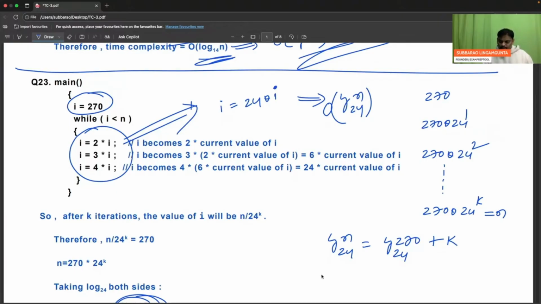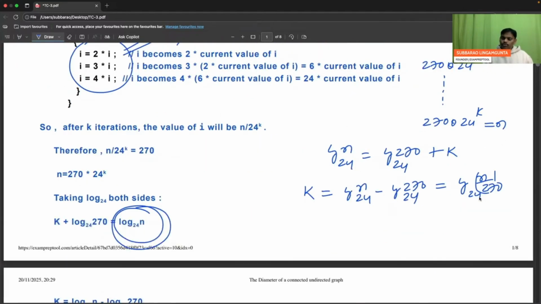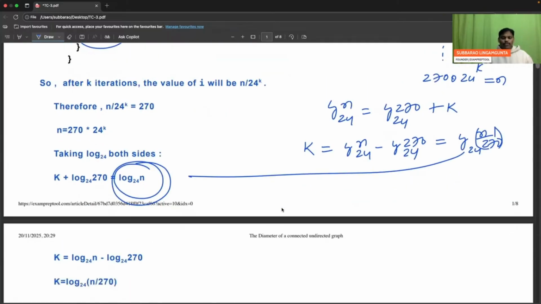So it became like that. Finally, k is equal to log n base 24 minus log 270 base 24. Common base, same story, which goes to log n by 270 base 24, same story as the above problem, which goes to n by 270, which is nothing but n. So log n base 24. If you don't bother about the base, you can simply write log n also.